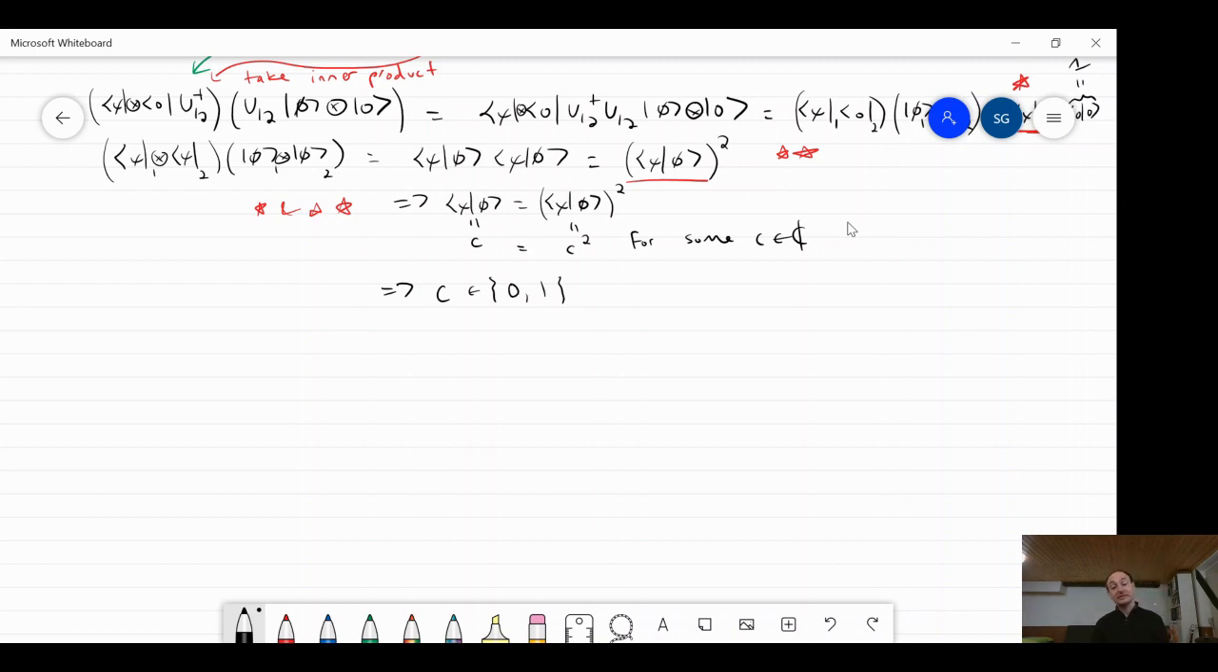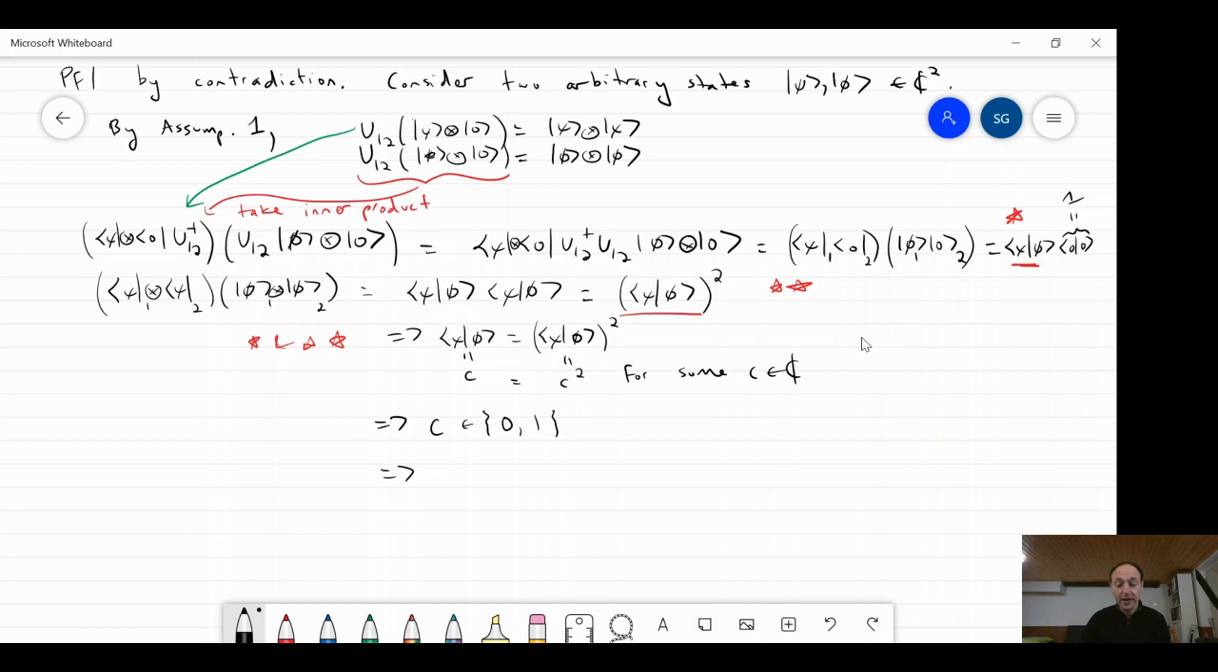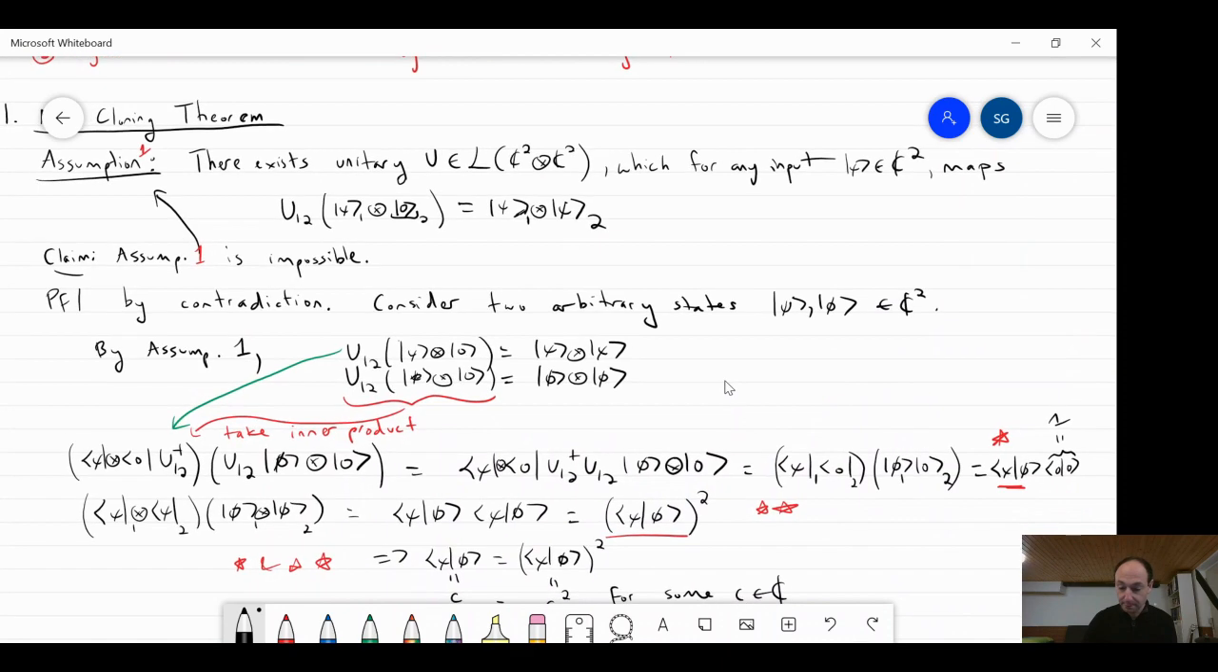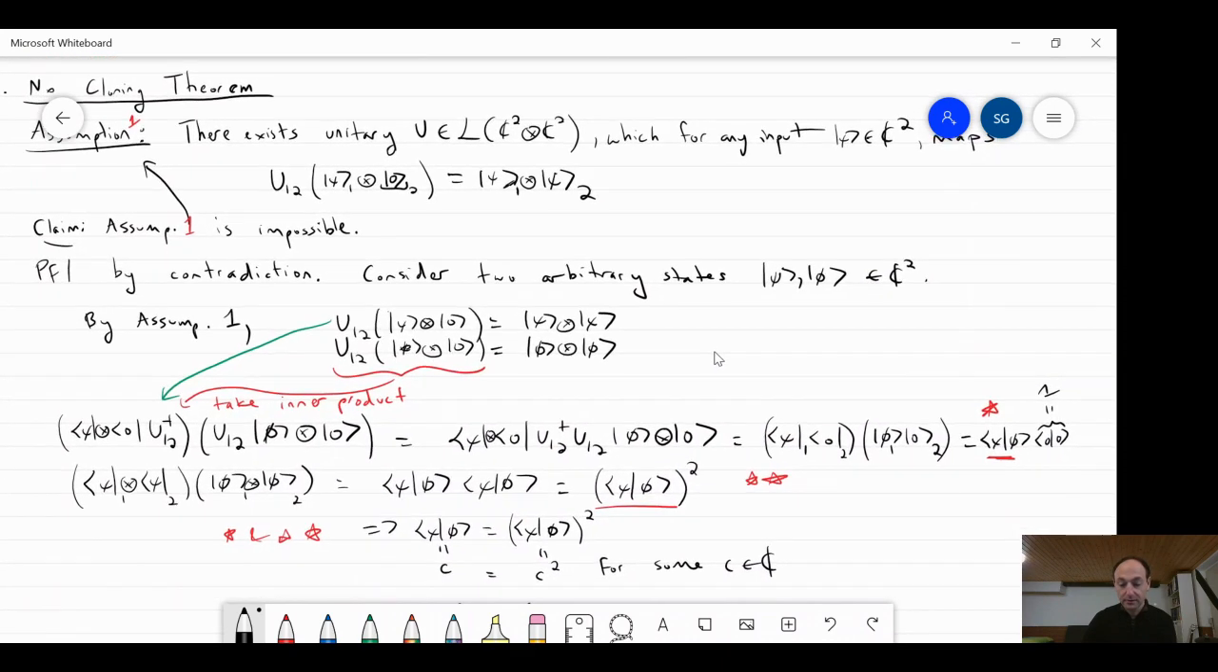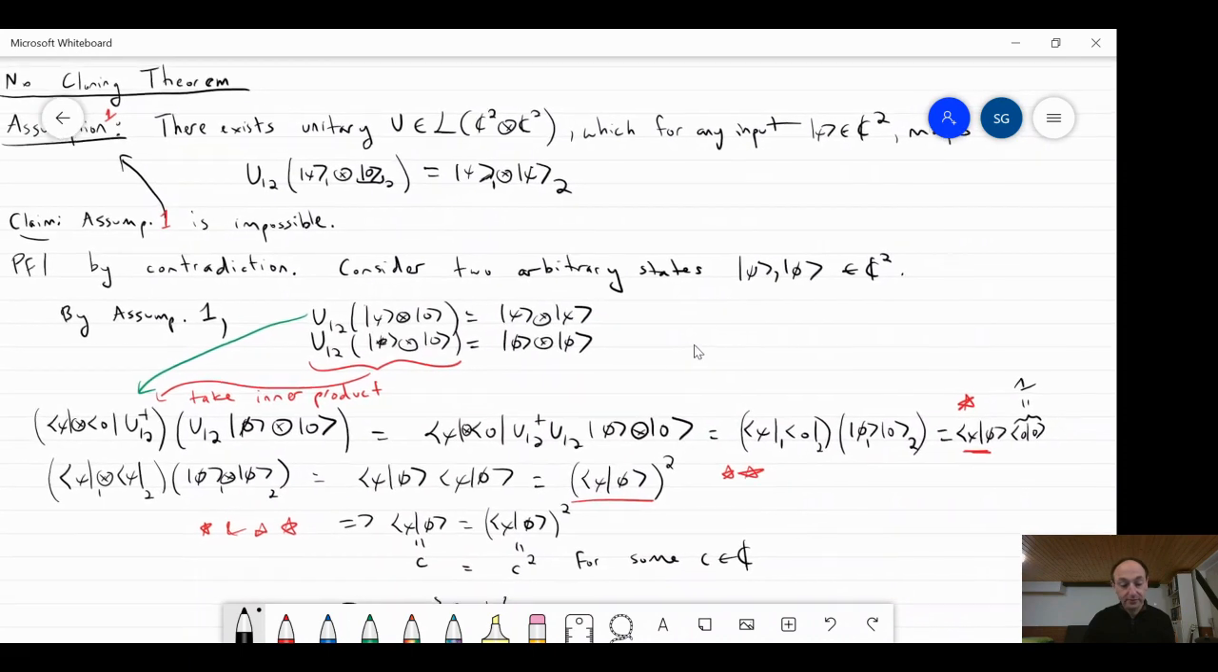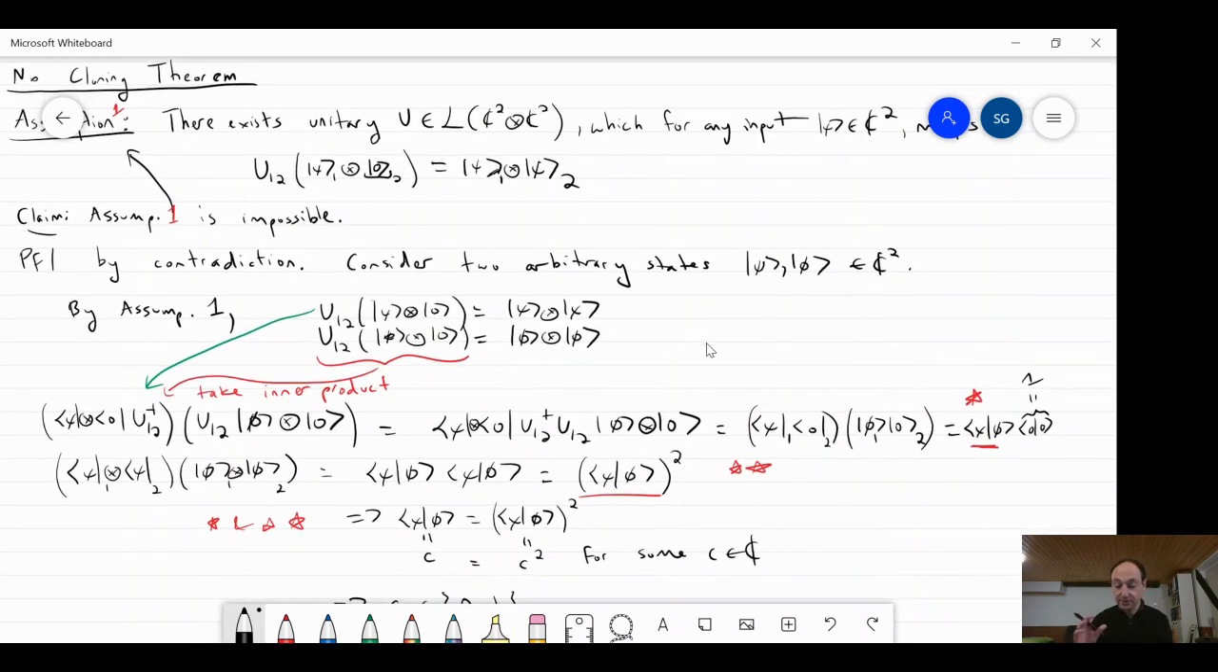So what this tells us is that the only way star and star star can simultaneously hold, which is supposed to happen, is if the inner product between the two vectors I wanted to clone is either 0 or 1. So now that means that the input has to be restricted. This means that either psi and phi have inner product 0, which means they're orthogonal, or they have inner product 1, which means they're the same vector, up to a unit phase.